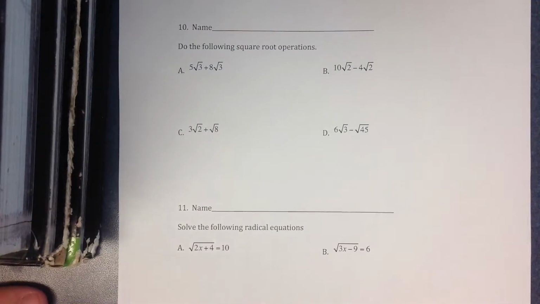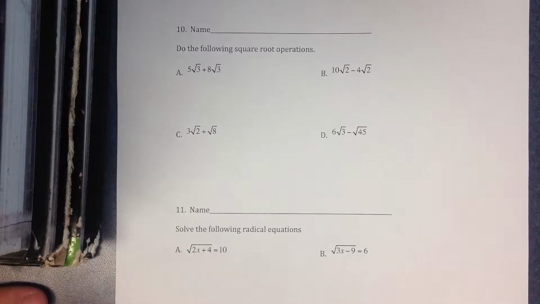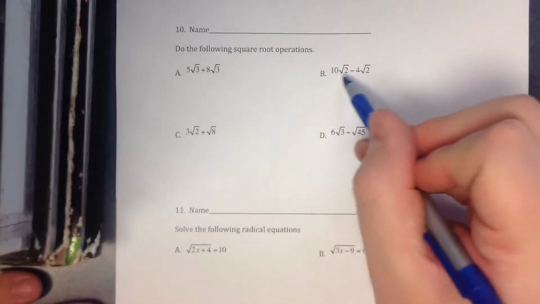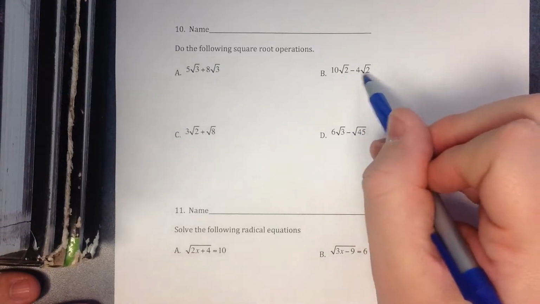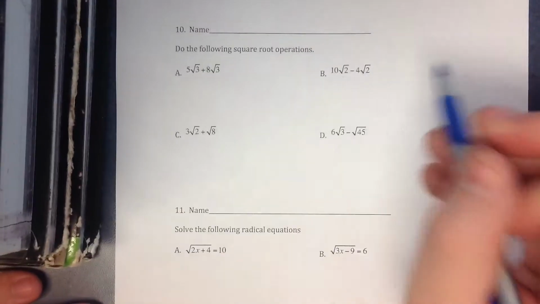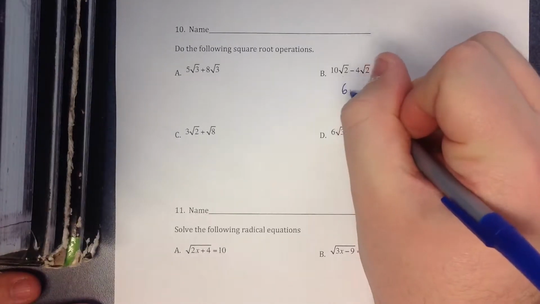Okay, number 10 were square root operations, either multiplying or adding and subtracting. So I'll look at part B here. When you're adding or subtracting, you have to make sure these square roots are the same, just like terms. So 10 square root of 2 minus 4 square root of 2 is 6 square root of 2.